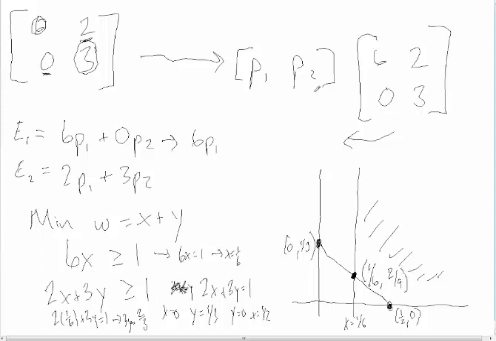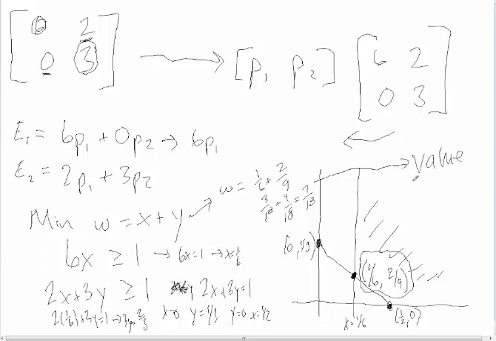Okay, so now we use this point here, x, y, or 1/6, 2/9, we can plug that into our objective function. So W equals 1/6 plus 2/9. Finding common denominators, this would be 3/18 plus 4/18, which equals 7/18. So the value of this game is going to be the reciprocal of W, or 18/7. Okay, so that's the value of our game.